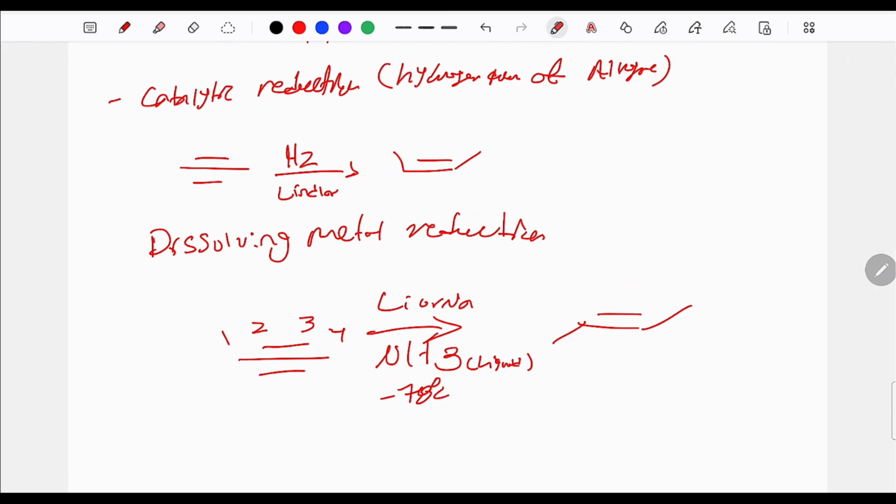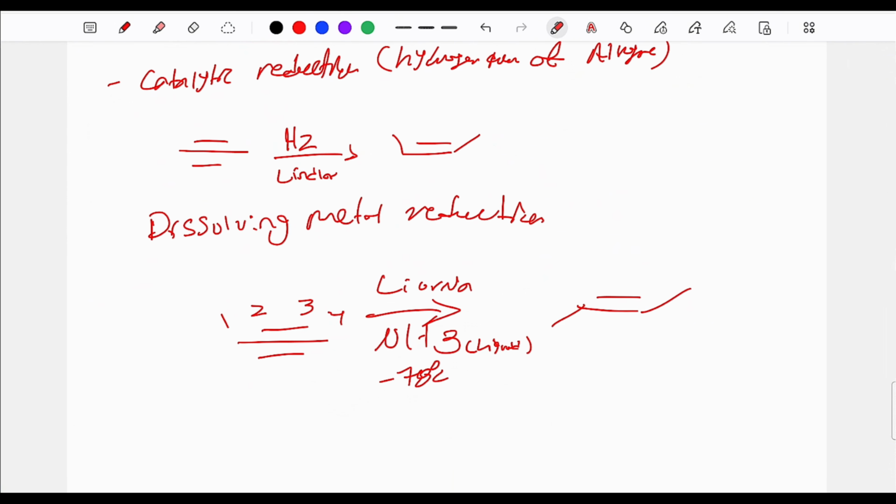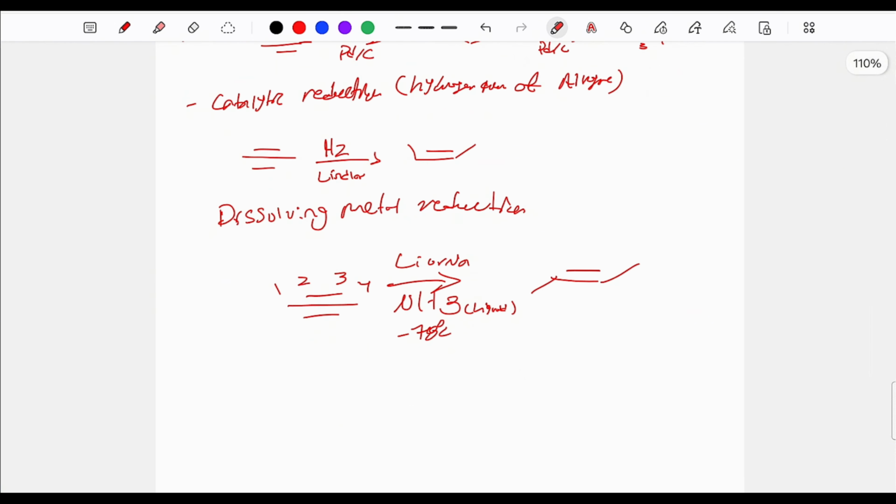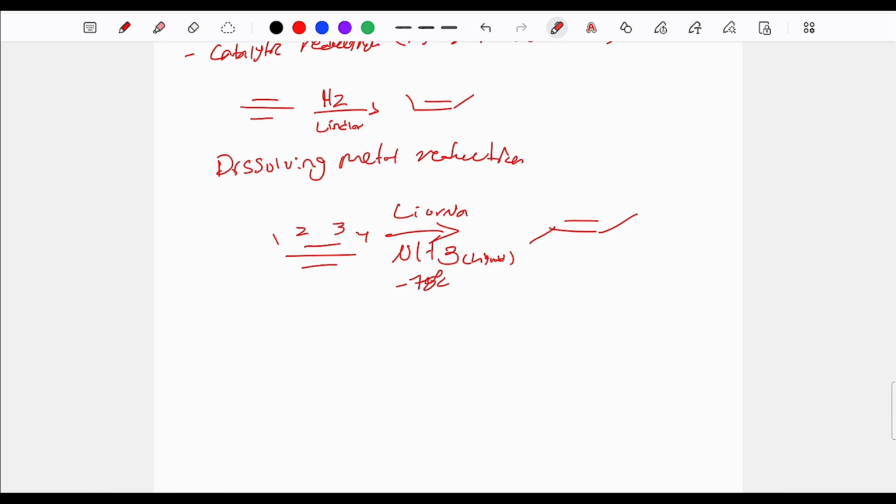Perfect. Now, oh, by the way, why are we doing this ammonia at minus 78? Because that's the boiling point of ammonia, right? So we want it to be in a cool environment since we're working in liquid ammonia. Now, I will show you the mechanism of this one. I will show you the mechanism of dissolving metal reduction.